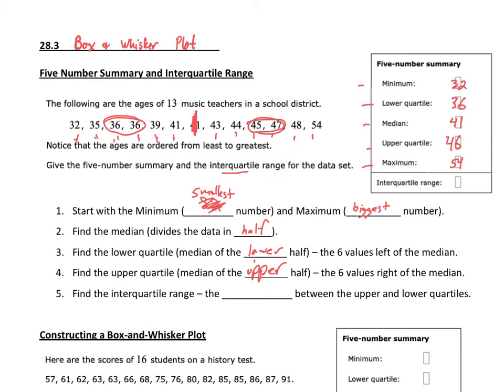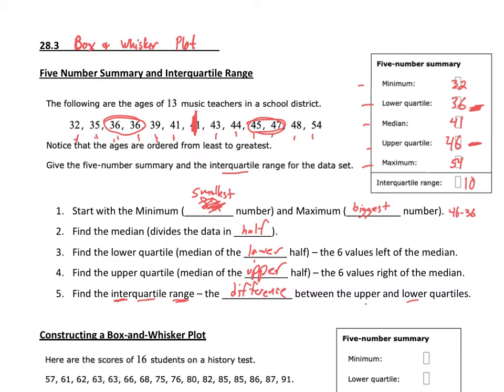Okay, so now for the interquartile range. Well, let's look at what that means. We know what the range is. That's maximum minus minimum. So interquartile, we're looking at the difference between the quarters, between the upper and lower quartiles. So the difference between 46 and 36. So my interquartile range is 10. 46 minus 36.